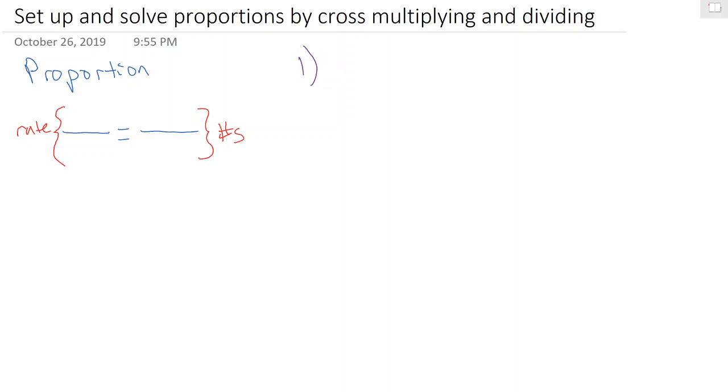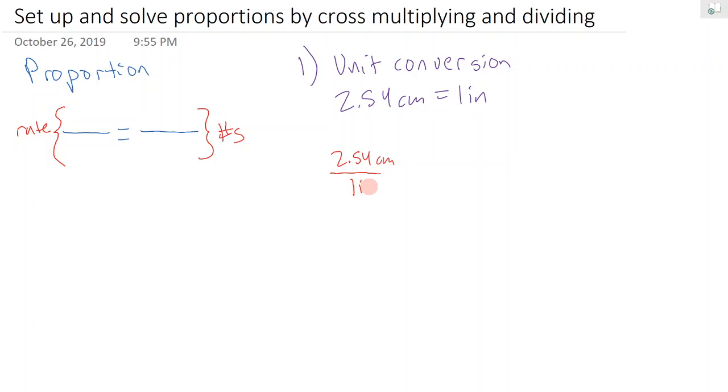One simple way we use proportions is for unit conversion. There are many ways of converting units, but unit conversion can always be set up as a proportion. For unit conversions, you're always going to have some rate. For instance, 2.54 centimeters is 1 inch. And so when we're setting up a proportion, we can set up our rate, 2.54 centimeters per 1 inch, as a fraction on the left-hand side of a proportion.